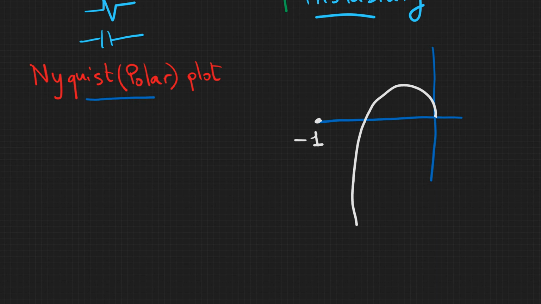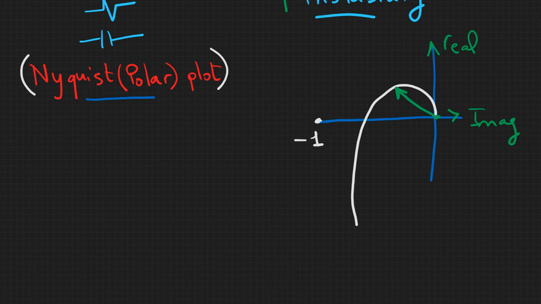Okay, so now we'll talk about another tool which is used to analyze controllers in the frequency domain, which is the Nyquist plot or the polar plot. It's strongly related to the Bode plot, but we will see what the difference is here. The difference is that we have the real axis and the imaginary axis, and the idea here is to plot the magnitude and phase on the same plot.